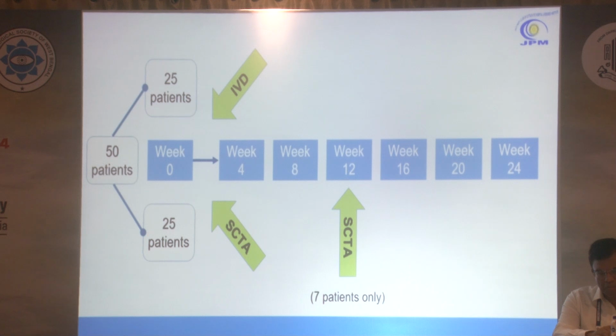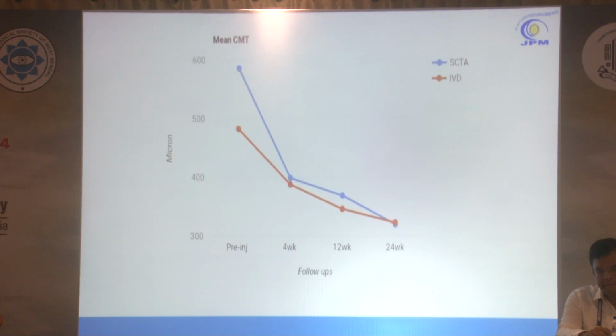The 2 arms consisting of 25 patients each, both of them received intravitreal dexamethasone and SCTA on the first week, and they are seen every 4 weeks at 4, 8, 12, 16, 20, and 24 weeks. We followed up the patients at each visit, and as per the need, the second injection of SCTA was given, which you can see here.